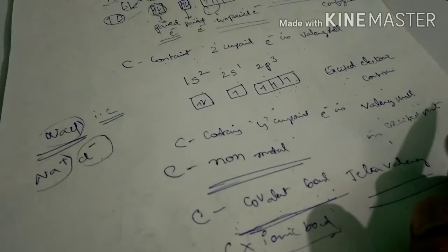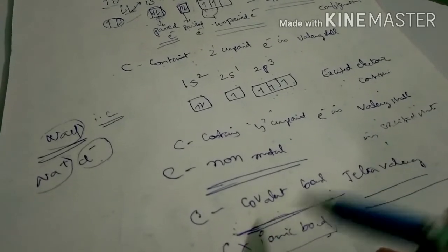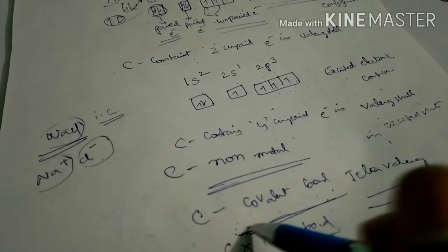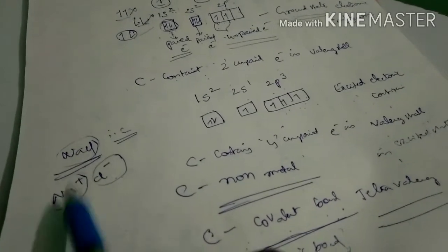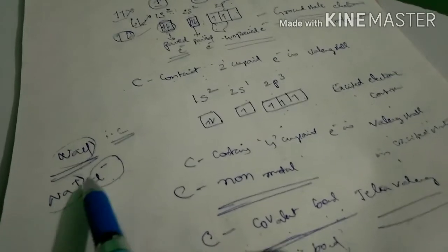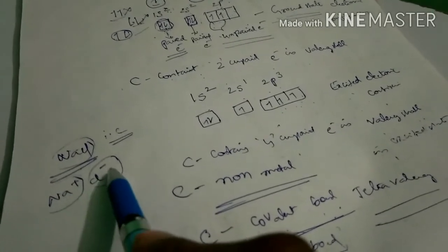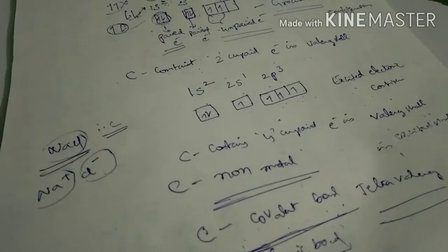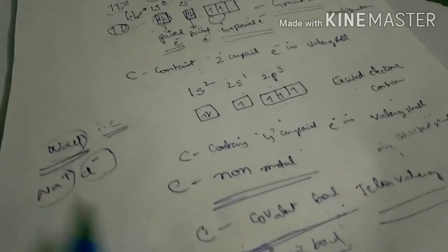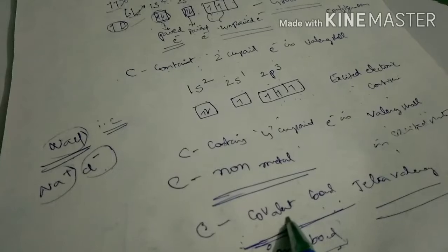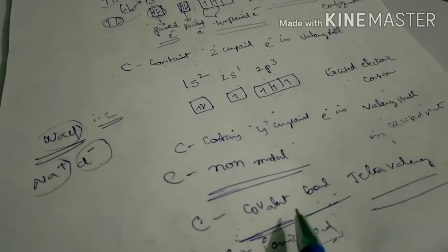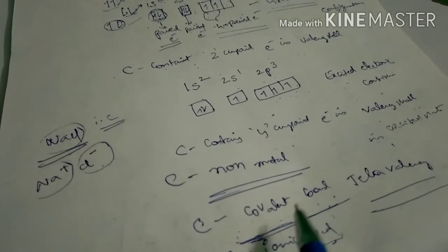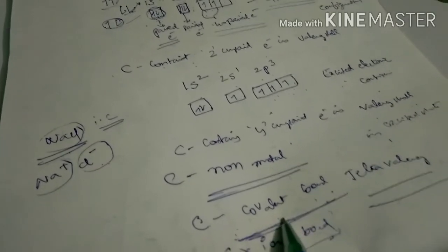That's all. So carbon forms only covalent bonds. Carbon cannot form ionic bond. Ionic bond means, suppose take NaCl. This NaCl contains Na plus, Cl minus. Positive charge and negative charges are present. That is called ionic bond. So carbon cannot form such bonds. Carbon can form only covalent bonds. Now I will show what are the examples of formation of covalent bonds by carbon atom. I will show now. See carefully.